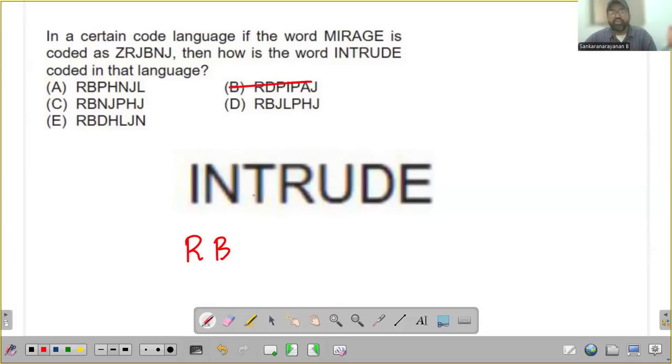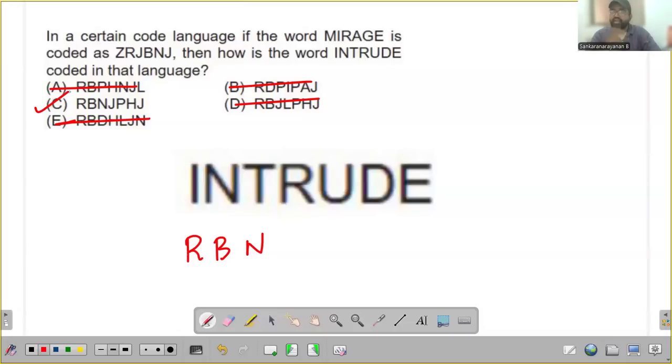T is 20. 20 into 2, 40. 40 is nothing but 26 plus 14. So I can see that it has to be the 14th letter. What is the 14th letter? RB, N, it will come. Okay, so you can thus see RBJ can be eliminated, RBD can be eliminated, RBP can be eliminated. You can see option C here, RBMJPHJ. Okay, so you can see that option C is the option which is left out. That is what you can consider as your answer.